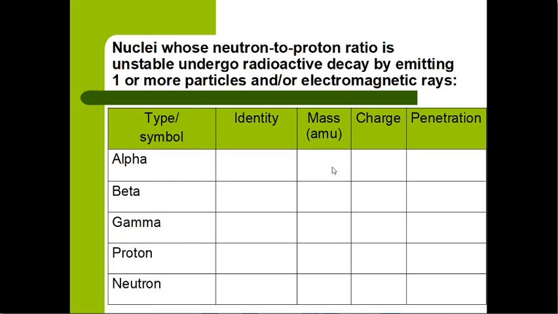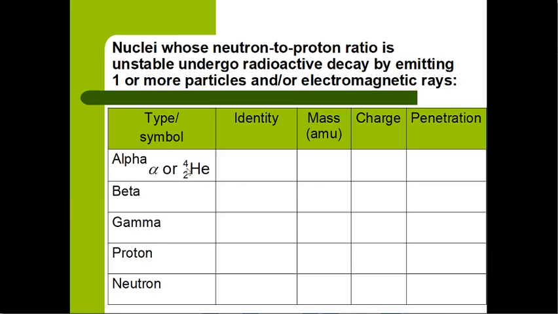Now, this is the chart, and this is where we're probably going to end for today, because this chart, even though it is very important, has a good amount of stuff here. So, listen up. It says nuclei whose neutron to proton ratio is unstable undergo radioactive decay by emitting one or more particles and/or electromagnetic rays. The reason it does this is because it wants to become stable. In this nucleus's life, the only thing it wants is some stability. It just wants to calm down and relax. And so it's going to go through one of these changes. Let's look through them here.